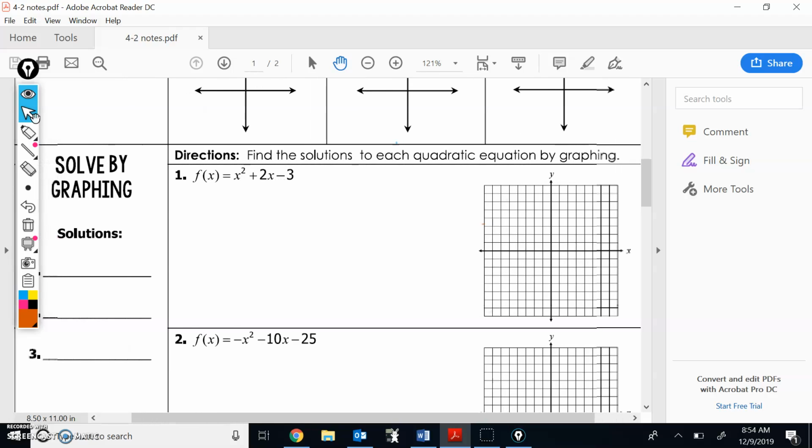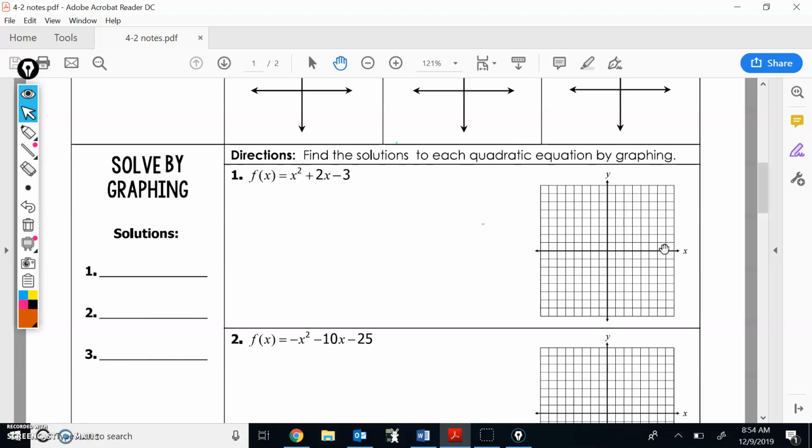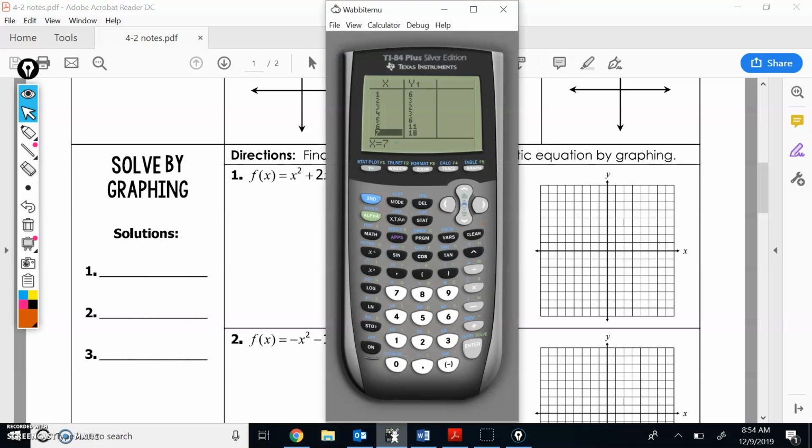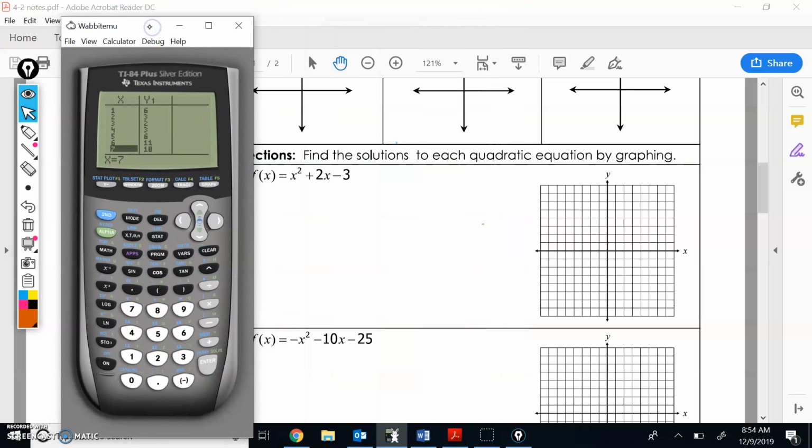And again, we're not going to do too much right now. Just basic showing how to use the calculator and everything. So on your calculator, I'm going to go to y equals, and I'm going to type in x squared plus 2x minus 3. Pause the video when you need to. And if I click graph, it's going to look like that.